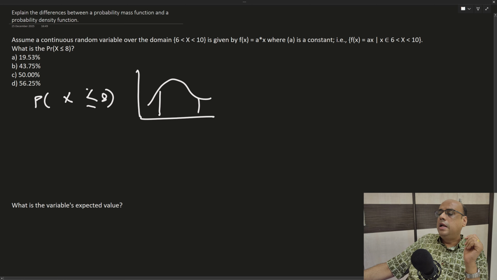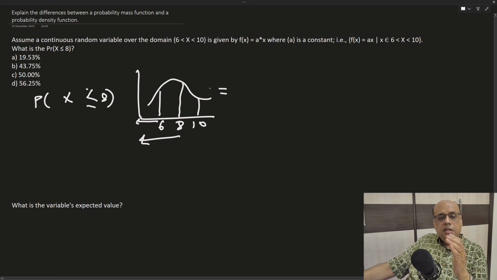It is bounded by 10 and 6. So 8 is somewhere here. So the probability that x is less than 8 is the area to the left of 8 minus the area to the left of 6, right? So now here we are using one formula for integration. There have been instances where integration numericals have been asked.